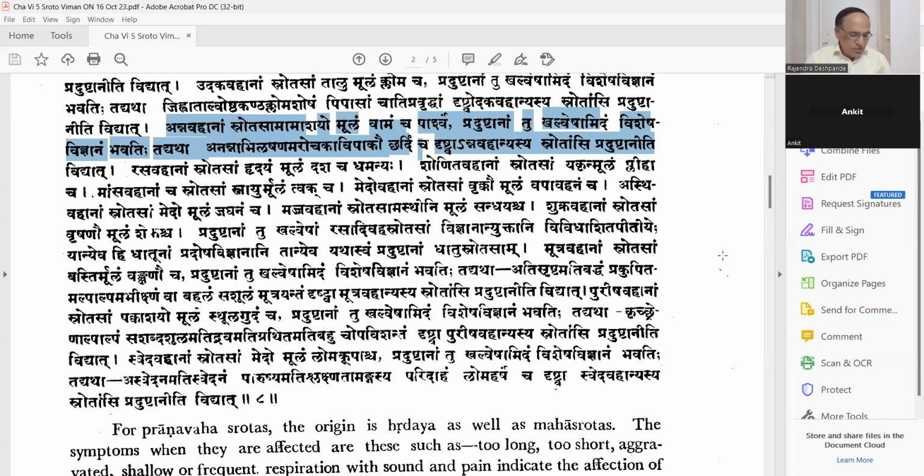Now, write down. Please start writing. Pradushtanam tu khalu Ananna Abhilakshanam. Please write down: Ananna Abhilakshana. That means aversion to take food. I don't want to eat. This is Ananna Abhilasha. I don't want to eat. That is one of the symptoms of the patient.